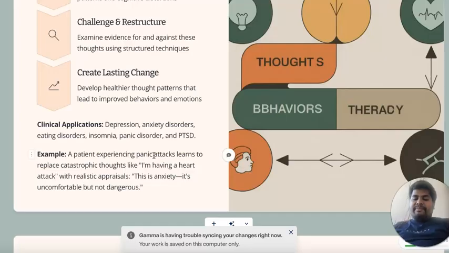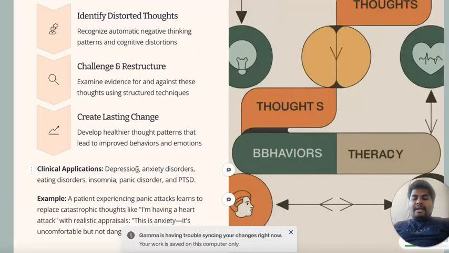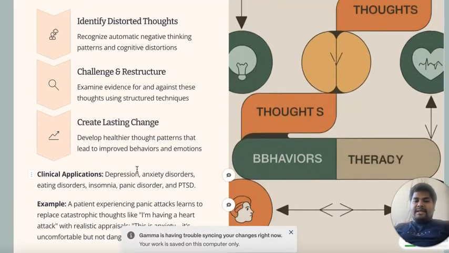Yes, the example, I think this will help you. A patient experiencing panic attacks learns to replace catastrophic thoughts like "I am having a heart attack" with realistic appraisals like "this is anxiety, it's uncomfortable but not dangerous." In cognitive behavioral therapy, you first identify the patient's distorted thought. A panic disorder patient will always think, "Oh, I have got a heart attack," and he will rush to the hospital, but he will never be diagnosed as MI, and after a few hours he will be sent back home.